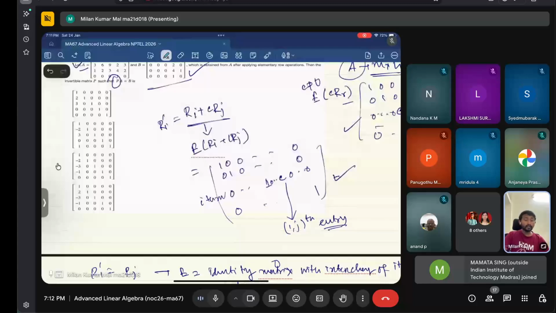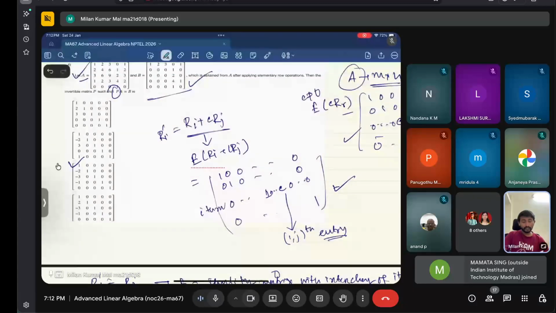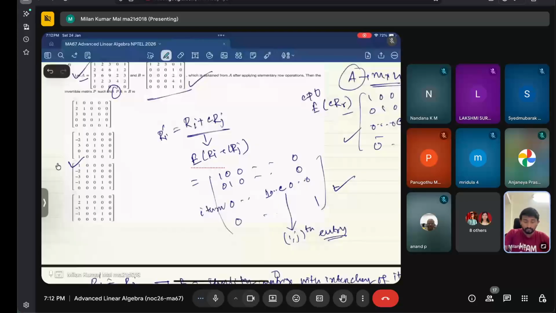And if there is any problem with the visibility of my screen, you can also say so, so that I can try to reshare or do something so that the visibility becomes clear.